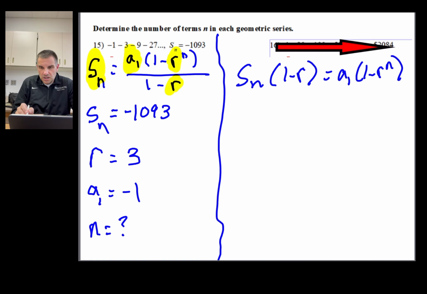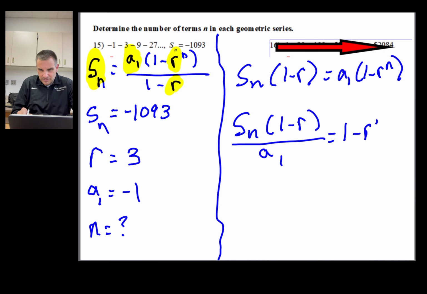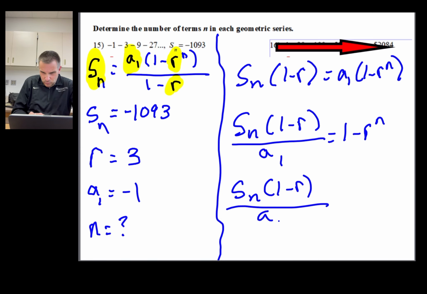Okay. I'm going to divide by a1. So we've got S of n times 1 minus r divided by a of 1. That's going to equal 1 minus r to the n. S of n times 1 minus r, all divided by a1. If I subtract 1, that's going to be r to the n.